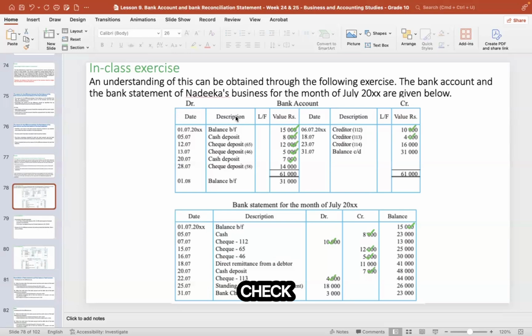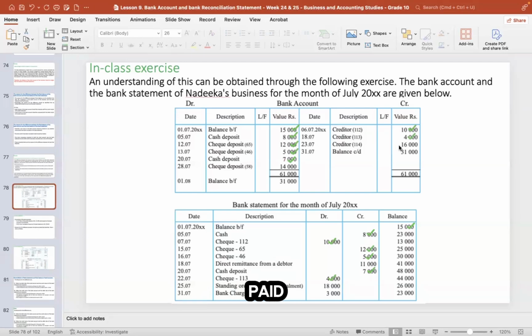What we did was we checked this debit side with this credit side, and this credit side with this debit side. And doing this, we figure out a check deposit of 14,000 is recorded in the bank account, but it is not recorded in the bank statement. So ideally, what should have happened? Check deposited but not realized. Okay, one item. The second item on the bank account is 16,000.